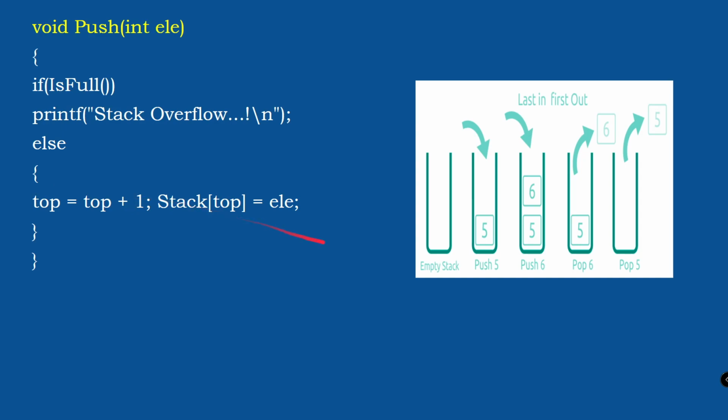Then top is incremented. Initially this is the top. Now if you want to add more elements, this top has to be incremented. That is why the increment is done, and this 6 is added now. Top is equal to top plus 1 and stack of top is equal to ELE. So the element we get from the user is put into the top of the stack, and we have to repeat this loop. That means you have to keep on using the choice push to add more elements into the stack.